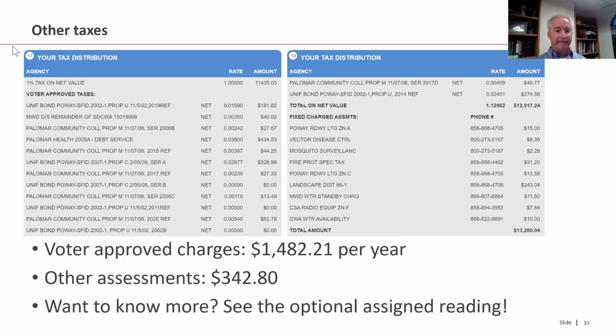But you can see there are a number of voter approved taxes, like there's one for Palomar Health Debt Service. That was for the new hospital up in North County. Here's one for the community college up there. Here's one for Poway Unified, which floated some bonds to pay for schools. And then there are some other assessments in the city of Poway that they also run through your property taxes. So you've got some roadway improvements, mosquito control, that's the vector, some fire protection, some landscaping, things like that. All these total to the bill that you would actually see.